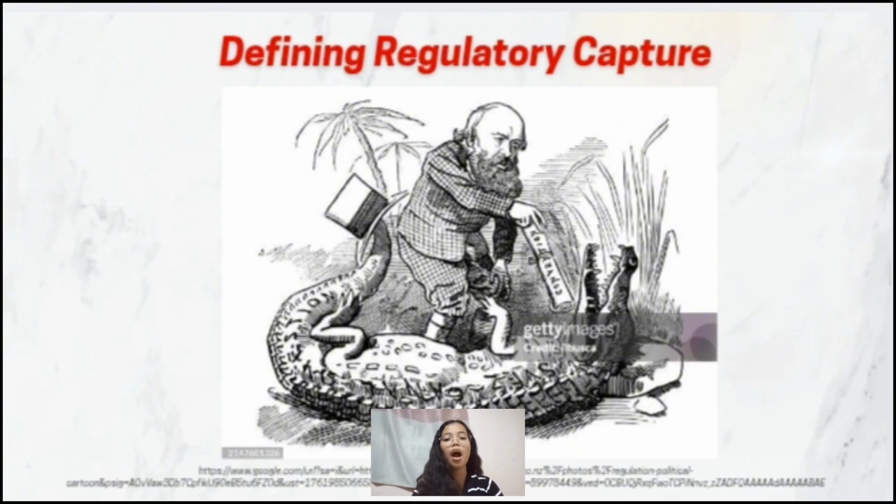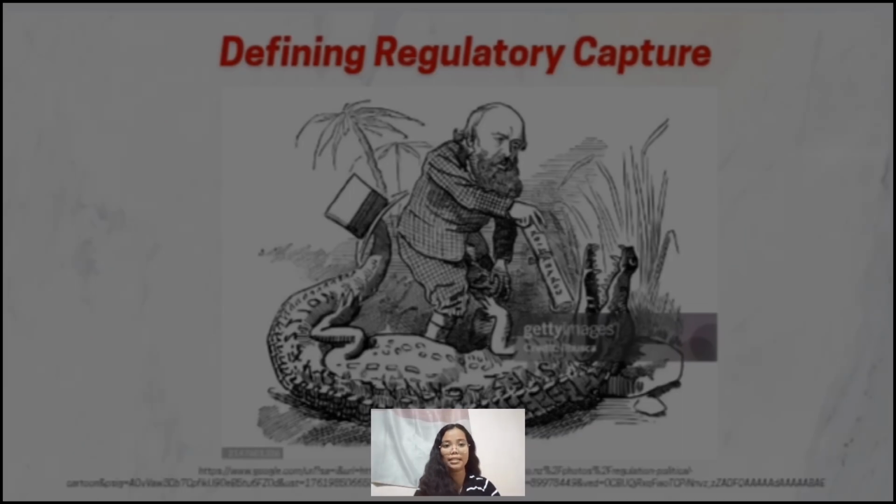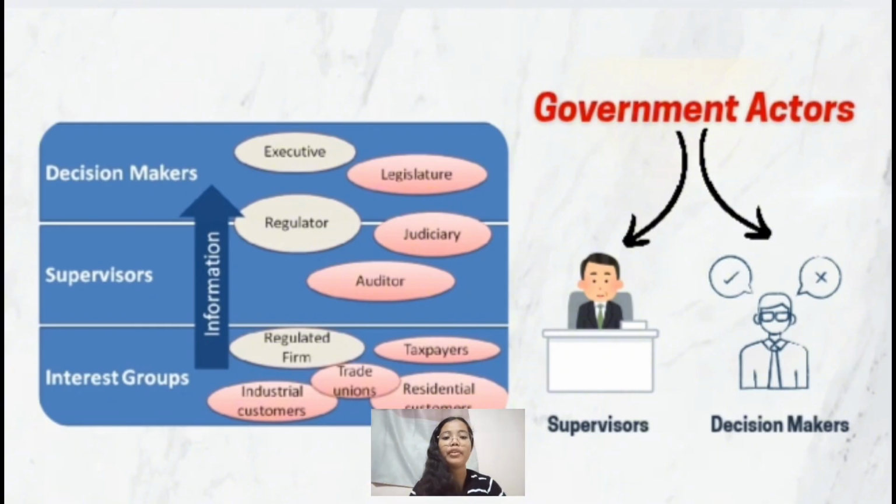According to the material, regulatory capture happens when a government regulator who is supposed to act in the public interest instead acts in favor of the industry it regulates. In regulatory capture, there are government actors: the supervisors and the decision makers. The supervisors are the people who implement the regulation. On the other hand, the decision makers are the actors who set policy and the regulatory framework.